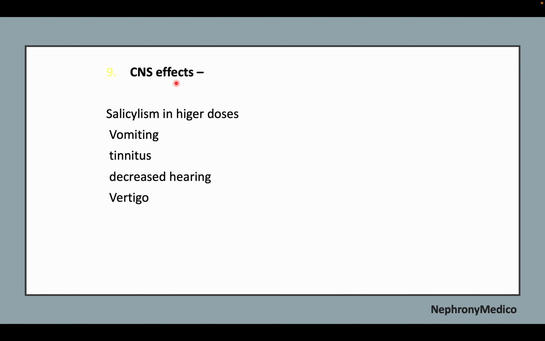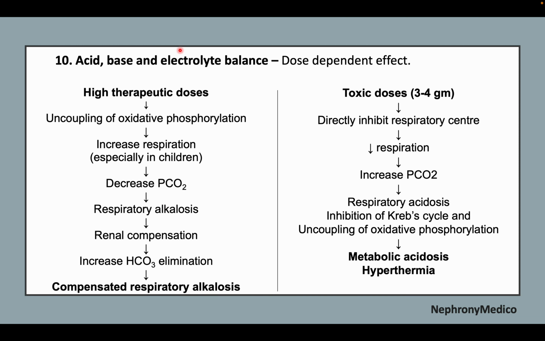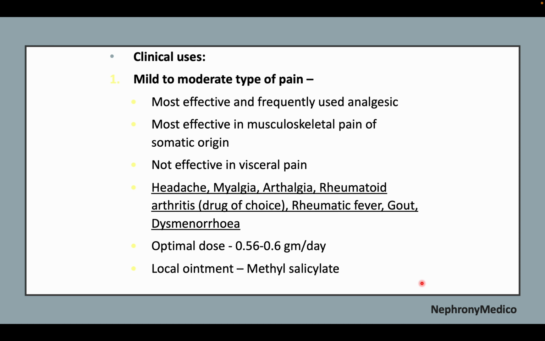Now, on the CNS, on higher doses, it leads to vomiting, tinnitus, decreased hearing, and vertigo. In case of acid-base and electrolyte balance, there is a dose-dependent effect. On high therapeutic doses, there is compensated respiratory alkalosis. On toxic doses, there is metabolic acidosis and hypothermia.